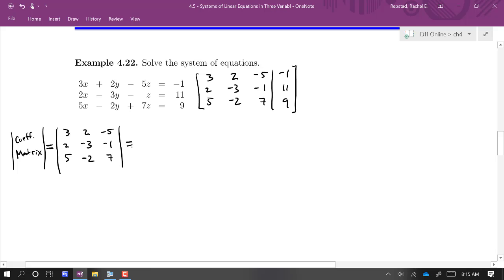Now I can expand on any row or column that I want. I'm going to just sort of jot down the system or the pattern of signs here.